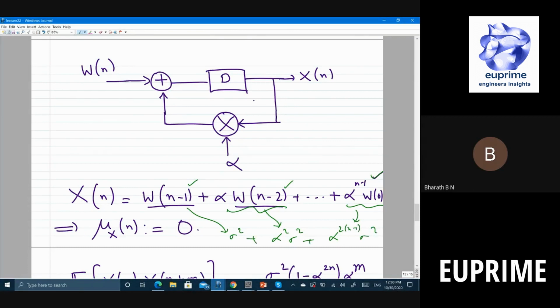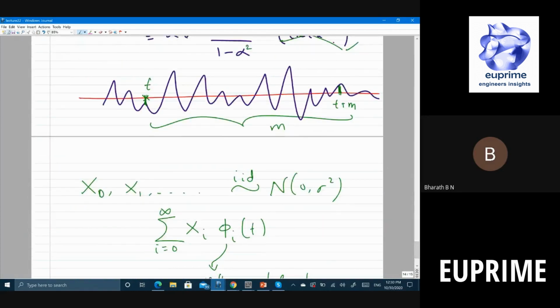It's a geometric series with the alpha squared term instead of alpha. Okay, that's how you get that expression. You can generalize that. It's pretty straightforward. Any other questions?